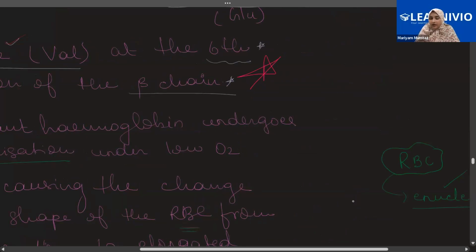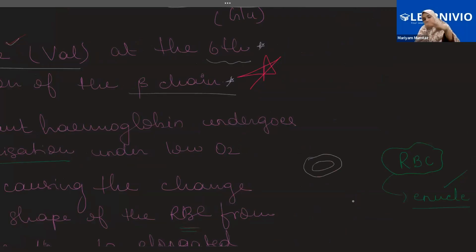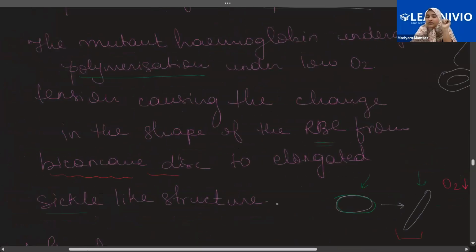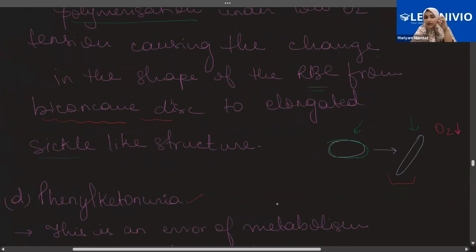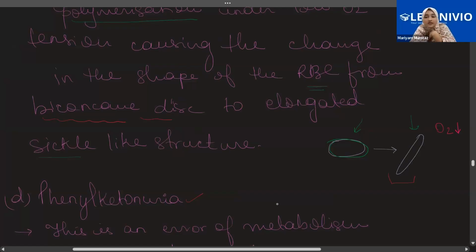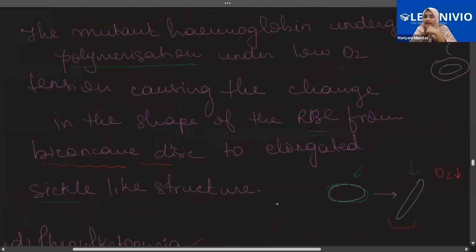Normally the RBCs are like this, have space for the oxygen to be present. But because of this mutation, the RBC's shape becomes like this. Sickle-like. Now tell me, will this RBC carry more oxygen? No. So because of this, the oxygen carrying capacity of the RBC is reduced. So in our body, oxygen will not be supplied properly. So this disease is known as sickle cell anemia.